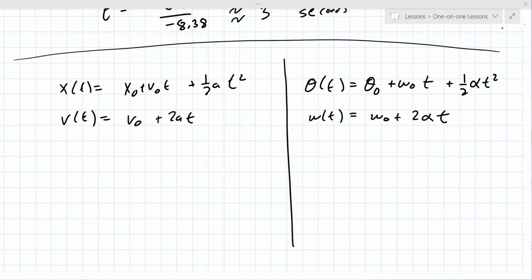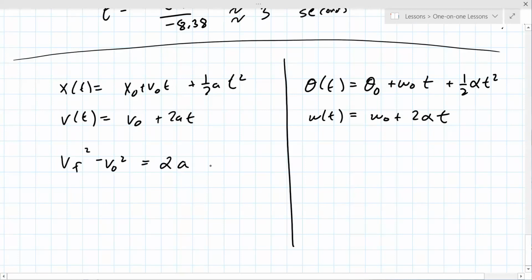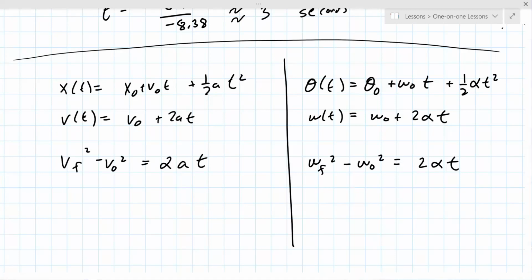And the equation that I should have been more clear on, you have some other ones. You have v final squared minus v initial squared equals 2 a x. The analogous one over here is omega final squared minus omega initial squared equals 2 alpha theta. They line up really well with 1D motion.